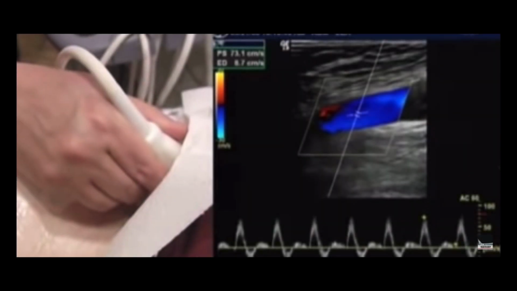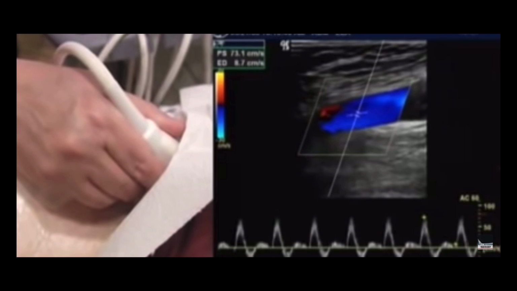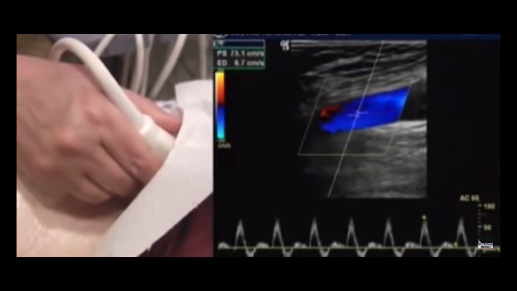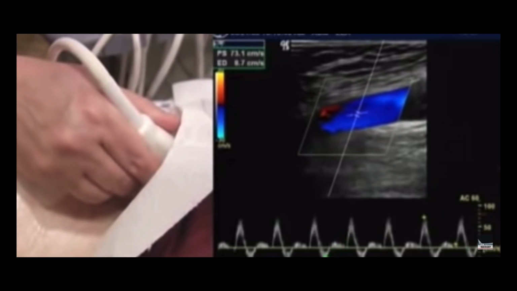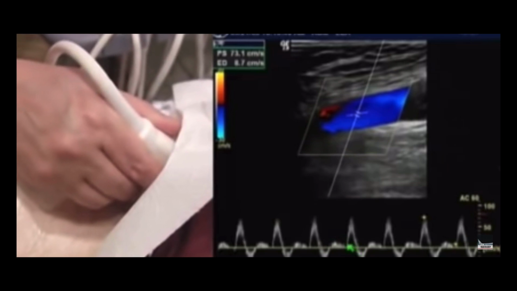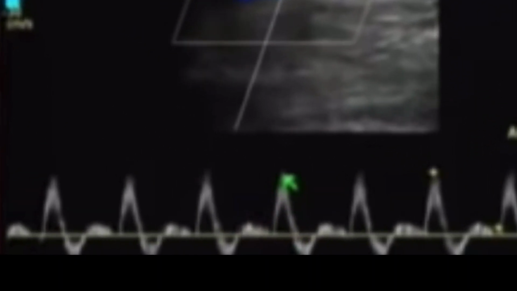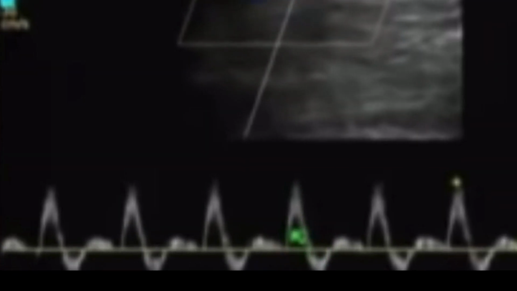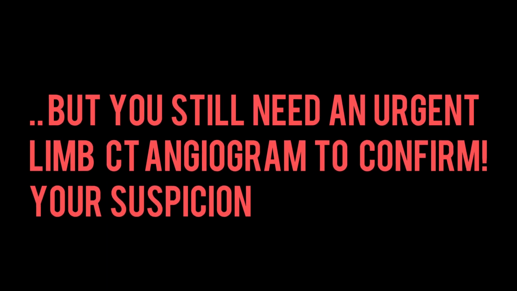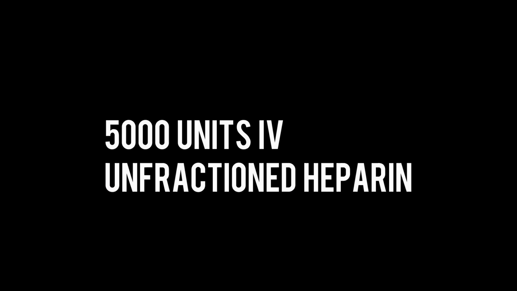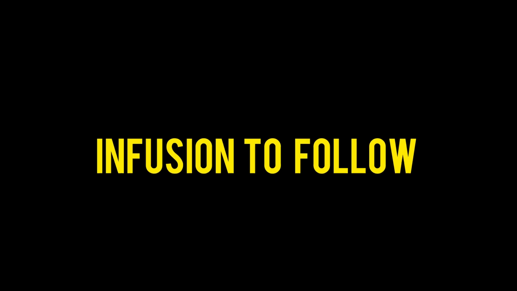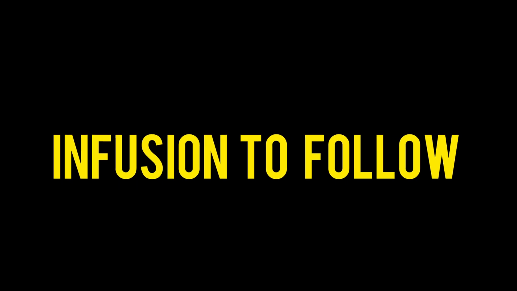If limb ischemia is a differential diagnosis, get a CT angiogram out of hours. The presence of pulsation on Doppler ultrasound doesn't exclude arterial occlusion. Compare Doppler wave strengths bilaterally. A discrepancy here is a reliable clue to the presence of occlusion. A 5,000-unit bolus of unfractionated heparin followed by a calculated infusion is what the vascular specialists usually recommend.